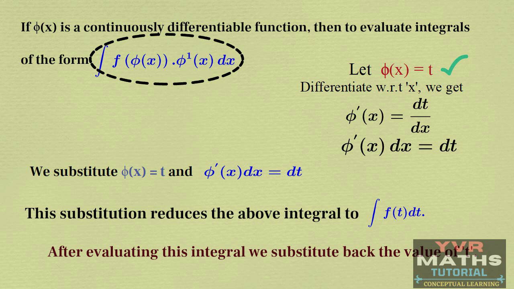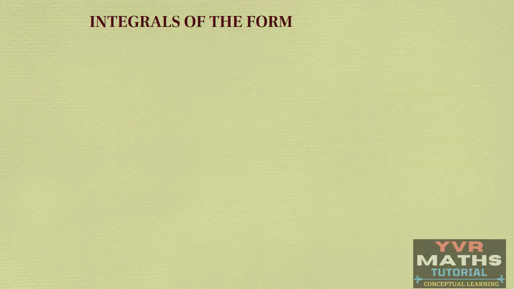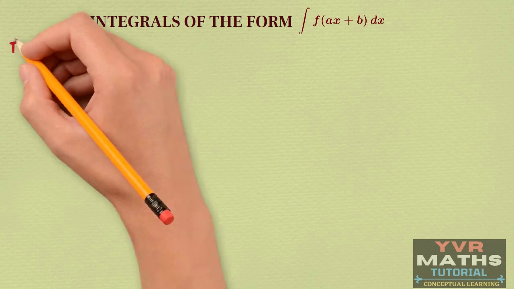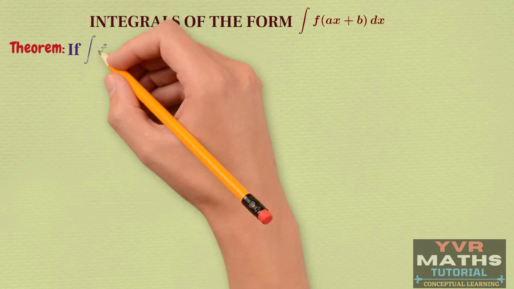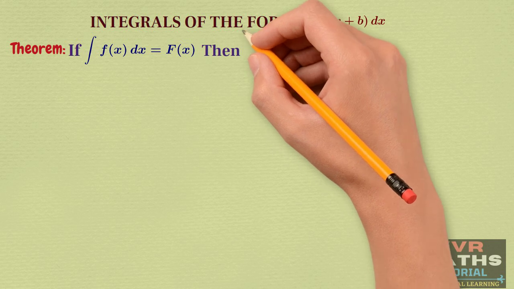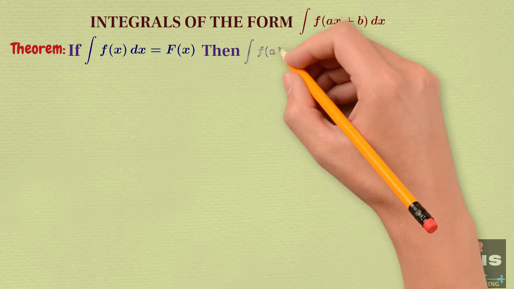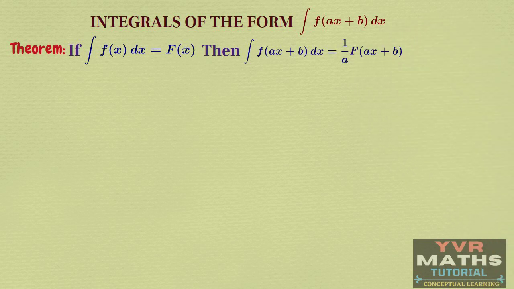Now, I will discuss a few theorems on this concept. Suppose the given integral is of the form integral f of ax plus b dx. Then how can we apply this concept? See the first theorem. If integral small f of x dx is equal to capital F of x, then prove that integral f of ax plus b dx is equal to 1 by a into capital F of ax plus b. Let us discuss the proof of this theorem.